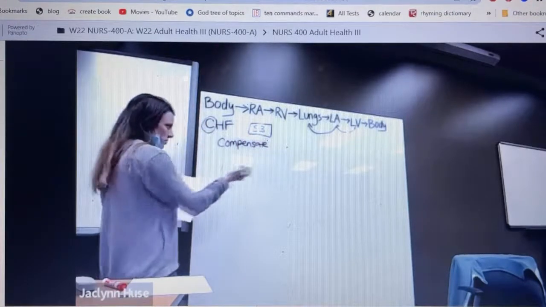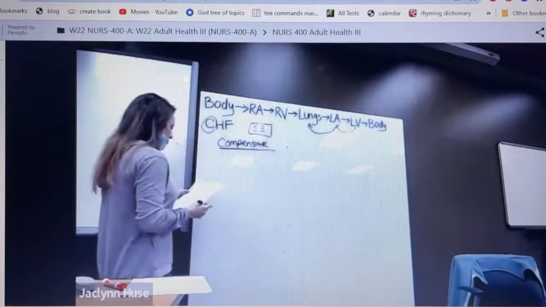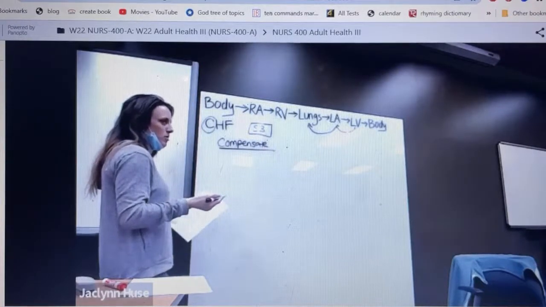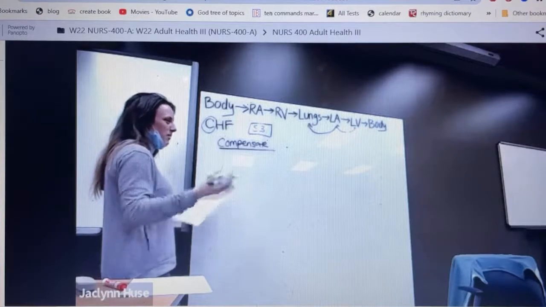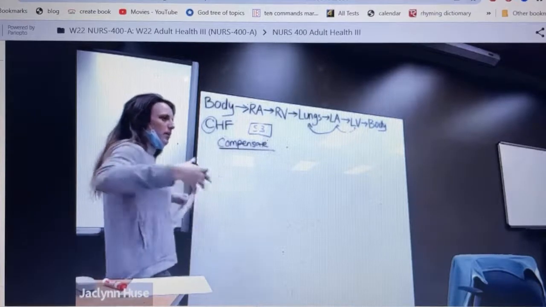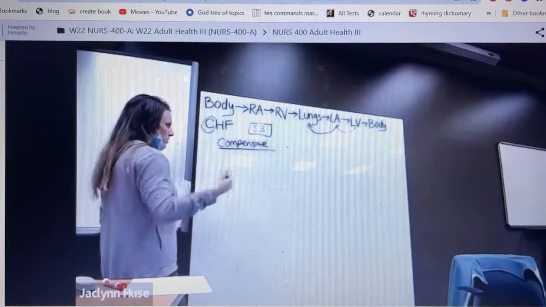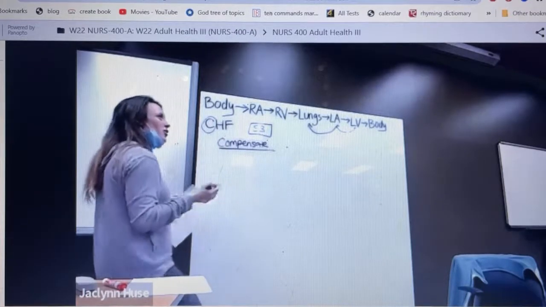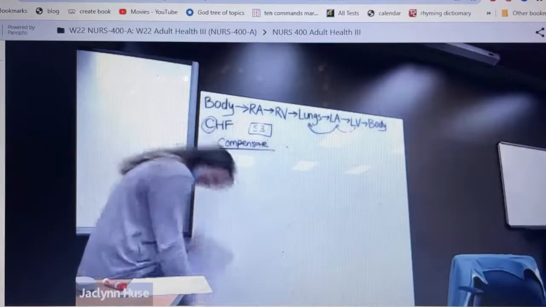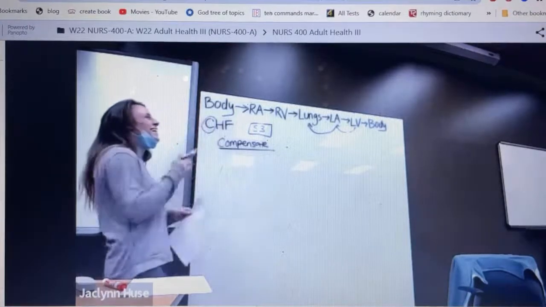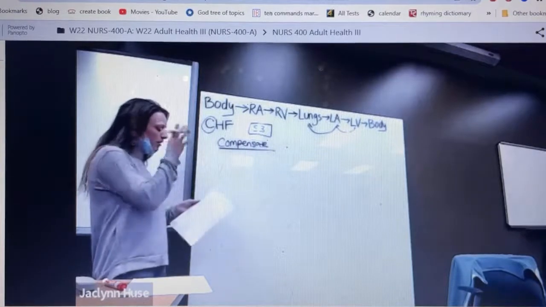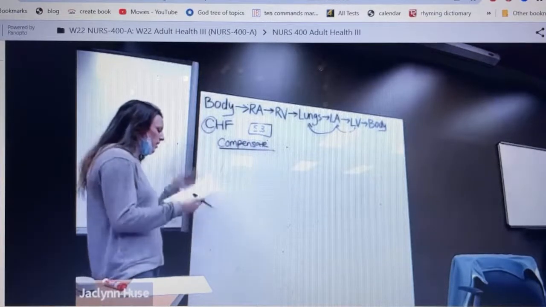So the first compensatory mechanism I mentioned was the hypertrophy, which, as we learned, was not helpful, right? The hypertrophy is the getting bigger. The enlarging, there we go, enlarging. Wow, I'm tired. Okay, enlarging of the heart muscle.